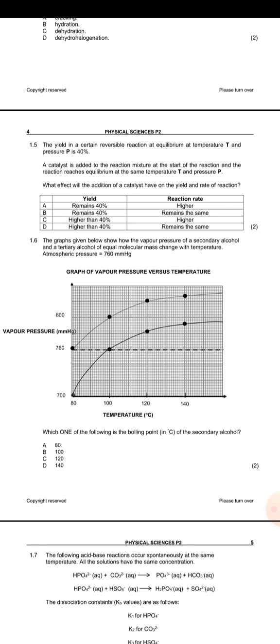Now, in this case, temperature was kept constant, pressure was kept constant. So the only change that they told us here was addition of a catalyst, and the catalyst does not shift the equilibrium position. So the correct answer there will definitely be A.